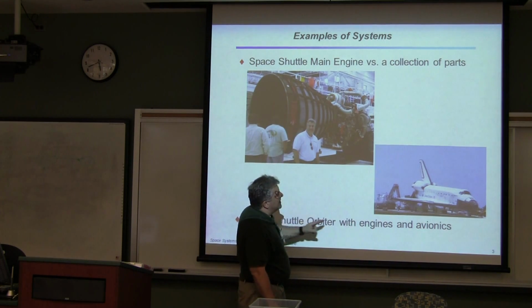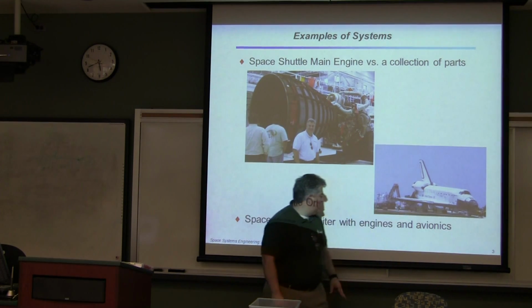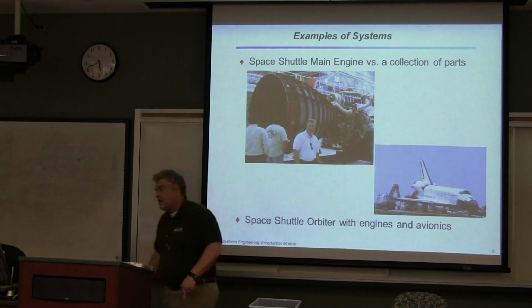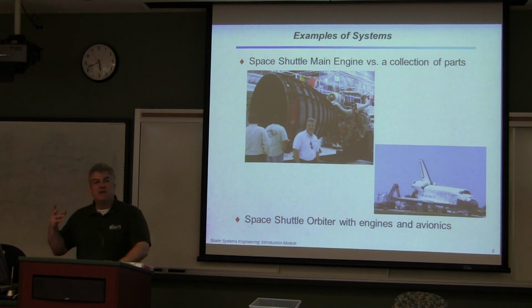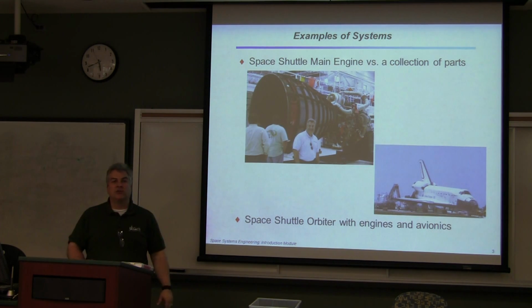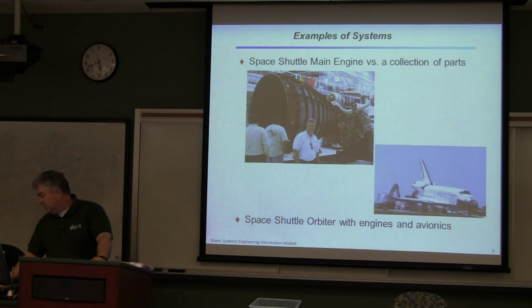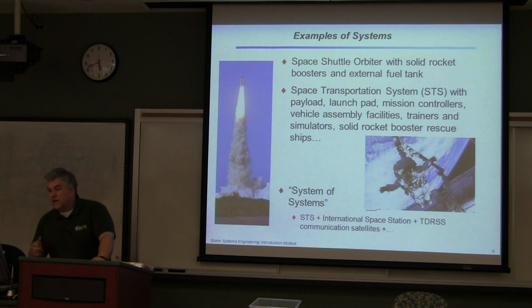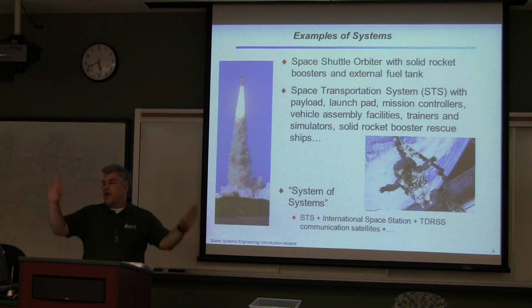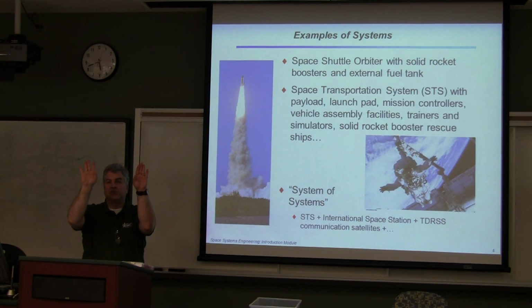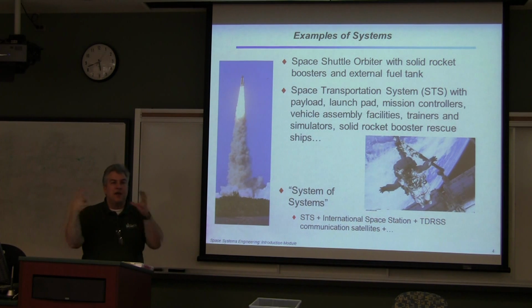But when they take it and put it into a space shuttle orbiter, now you have a subsystem that goes into a larger system. Go a little bit further and say, all right, this orbiter has 2 solid rocket boosters and an external fuel tank all put together, and all of those individual pieces make up a bigger system.